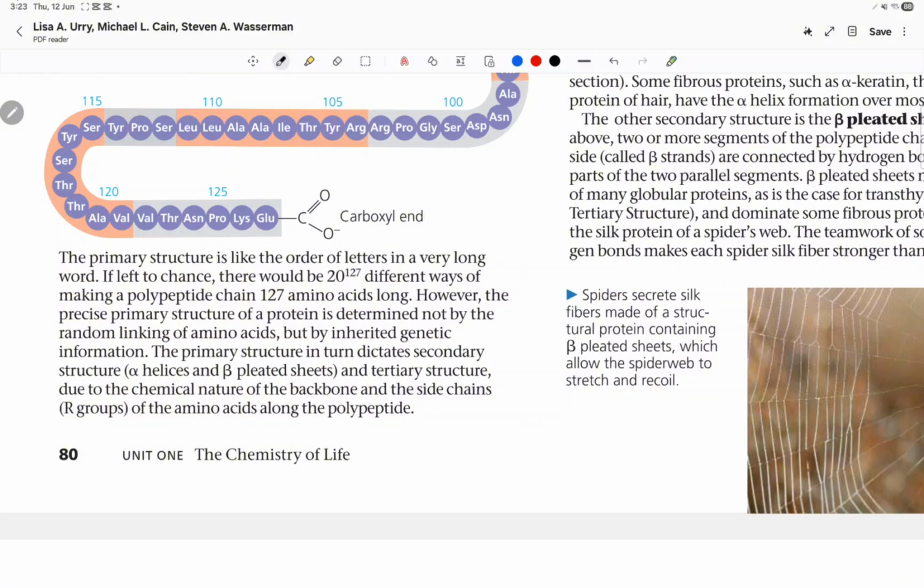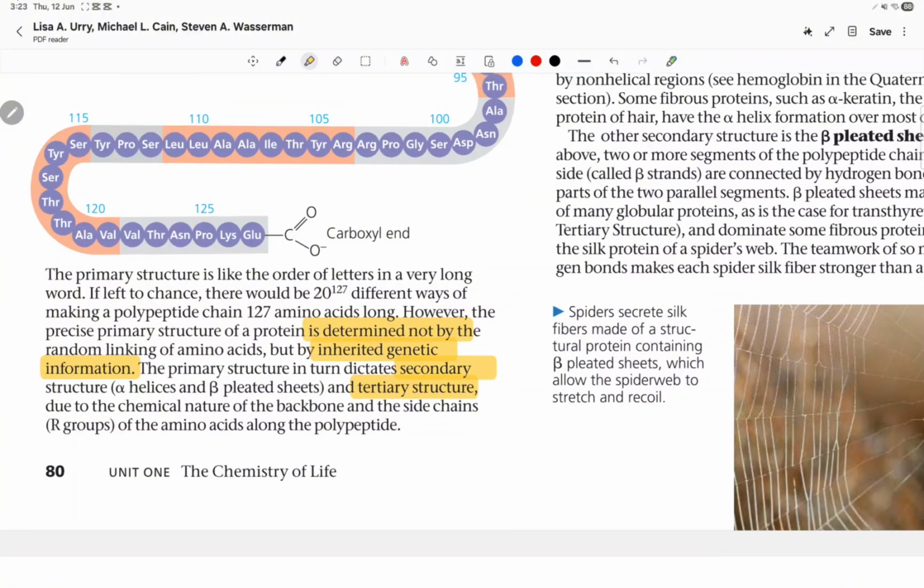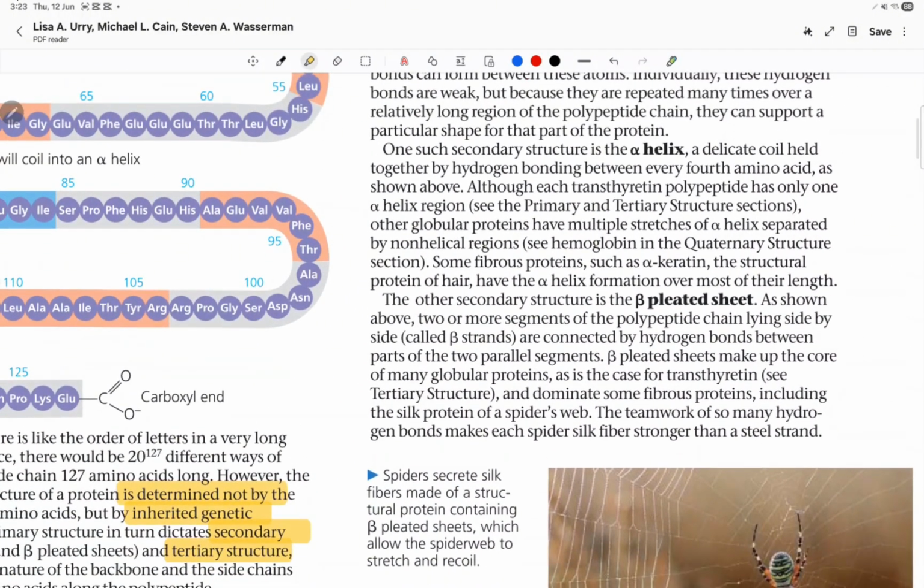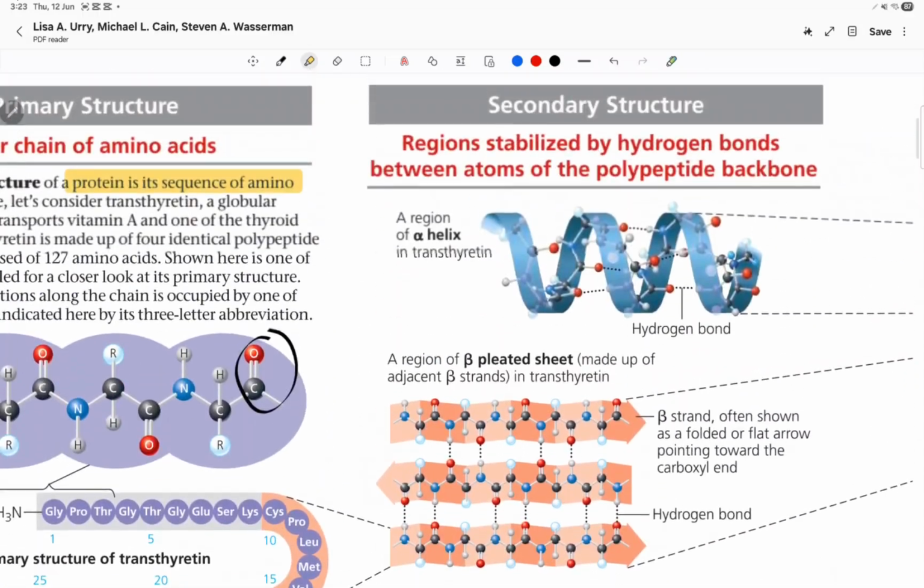So the primary structure is going to be determined by the inherited genetic material that you get from your parents. And of course, the primary structure is going to be the one that dictates how the secondary one looks and how the tertiary one looks. So never underestimate the primary structure of the protein.